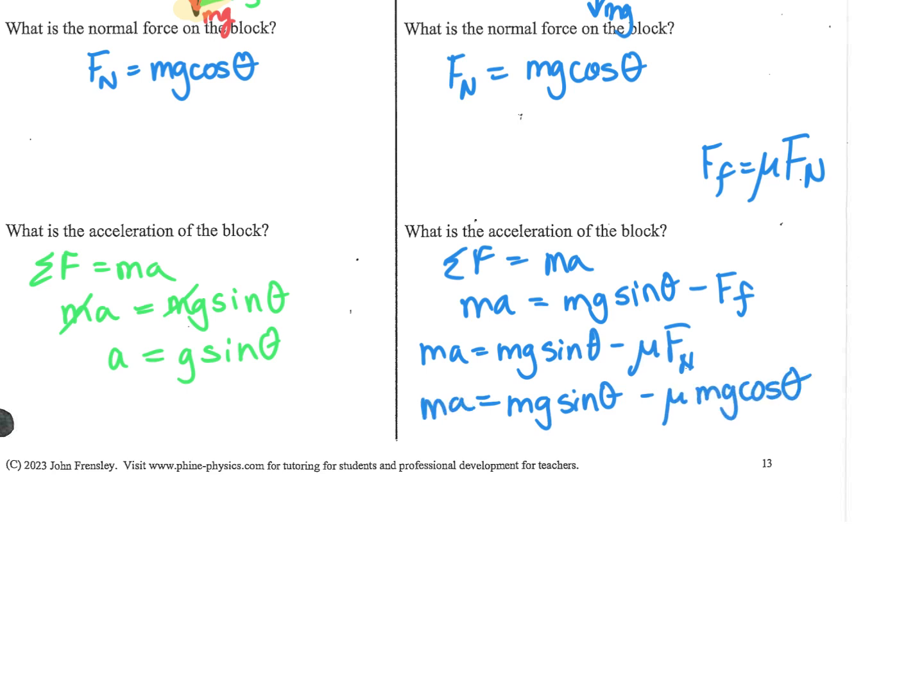And this is ma. Well, look what's in all of them, guys. The mass. So m cancels out, and we get acceleration is equal to g sine theta minus mu g cosine theta. Okay?